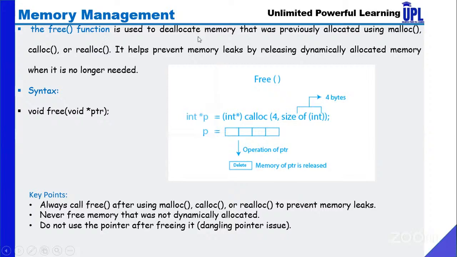The free function is used to deallocate memory that was previously allocated using malloc, calloc, or even realloc. It prevents memory leaks by releasing dynamically allocated memory when it is no longer needed. Whenever it is no longer needed, just go and free that pointer, so that memory can be used for some other usage.